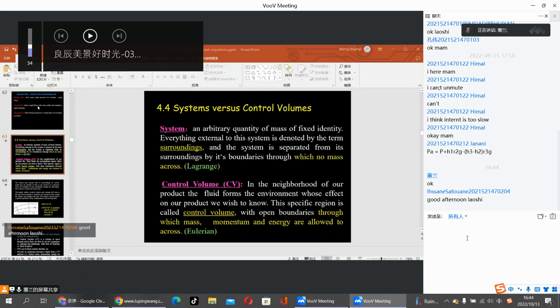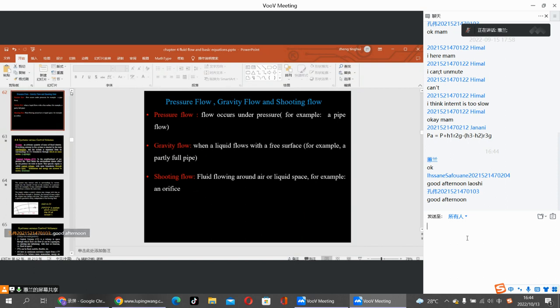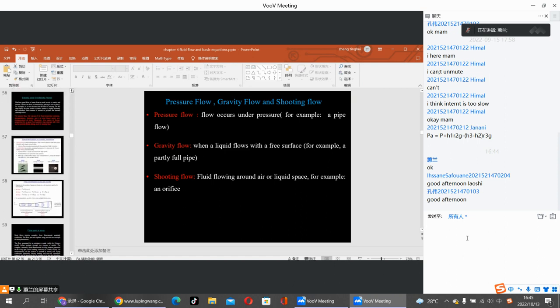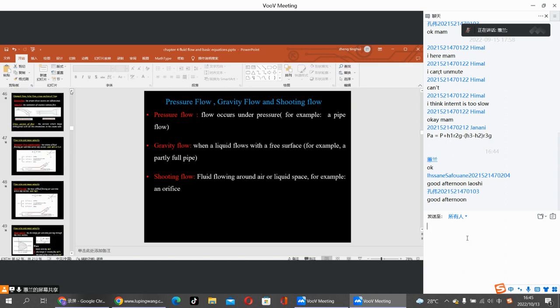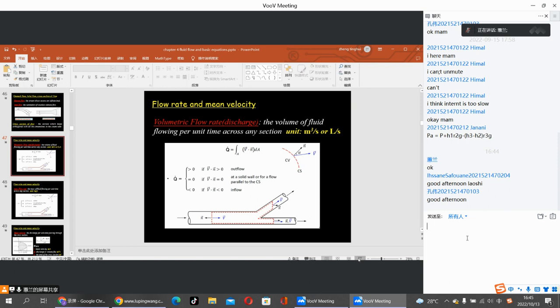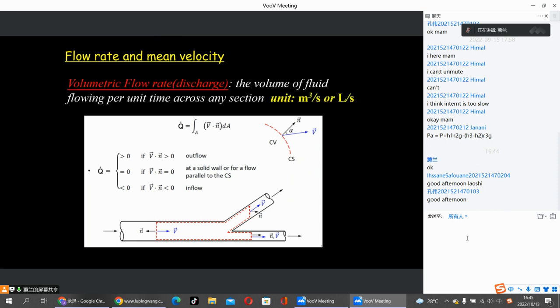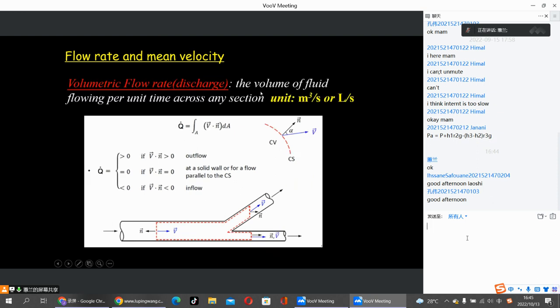Okay. Some of you have asked me questions about the calculation of the volume flow rate, mass flux, or mass flow rate. The first thing you need to keep in mind is the definition. We calculate the volume of fluid per unit time across any section. So it's actually a time rate. That's why we specify volume flow rate, because it is the volume flow rate across a section.